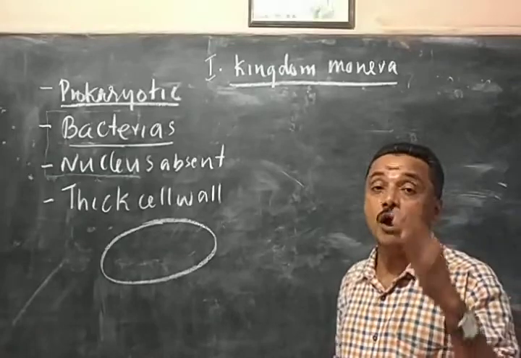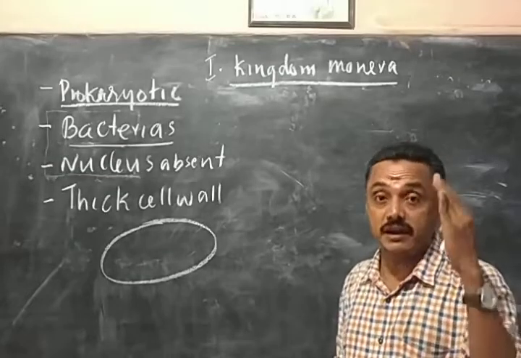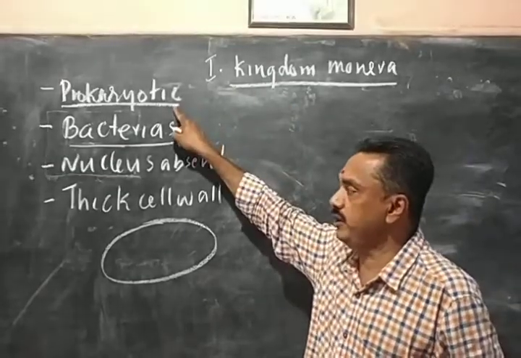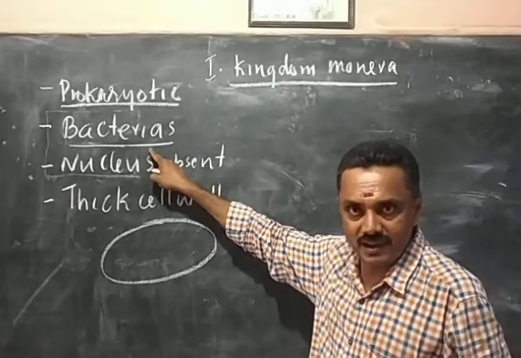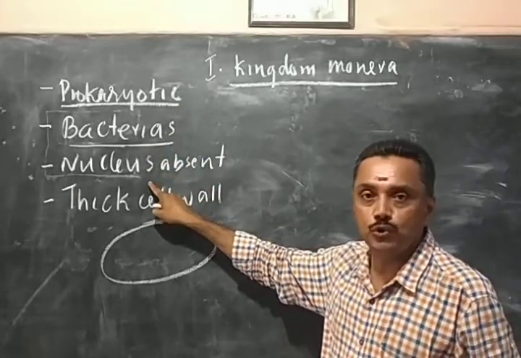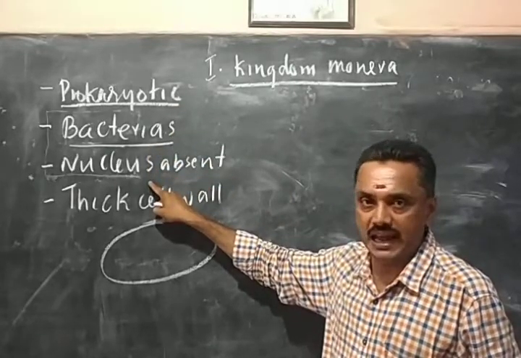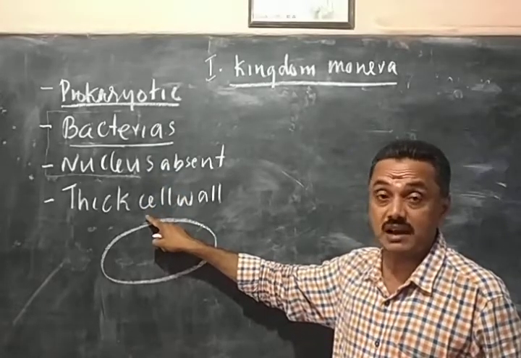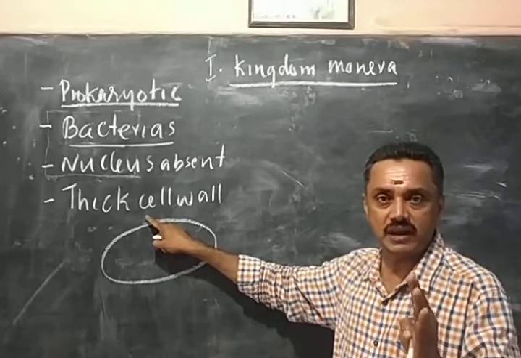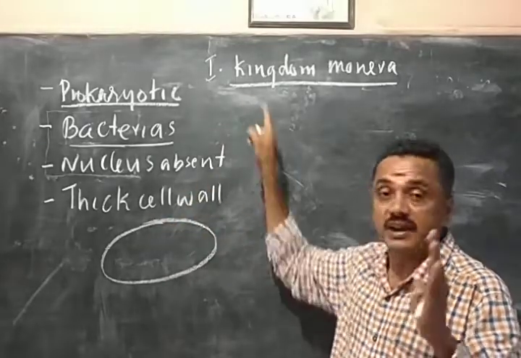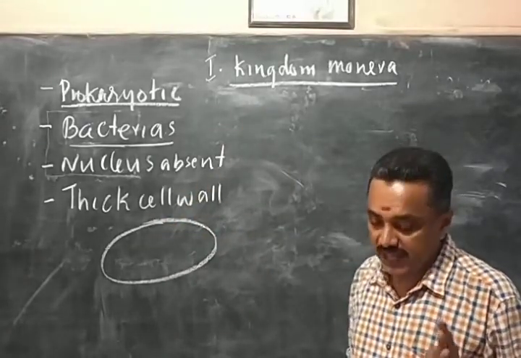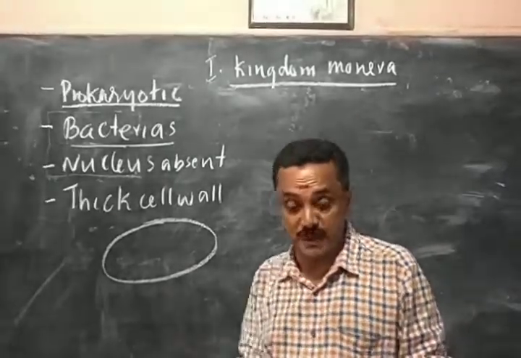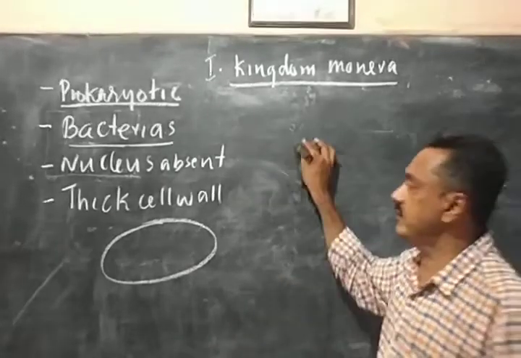So all the organisms coming under the kingdom Monera are prokaryotic. All are bacteria. All are without a nucleus and membrane bound organelles, and a thick cell wall is present to protect the cell from unfavorable conditions. These are the important characters of kingdom Monera. Then we can see the classification of bacteria. How were the bacteria classified?